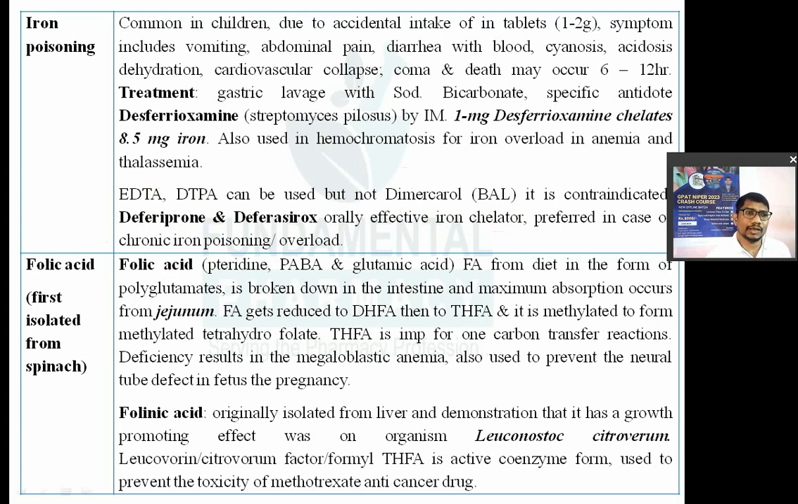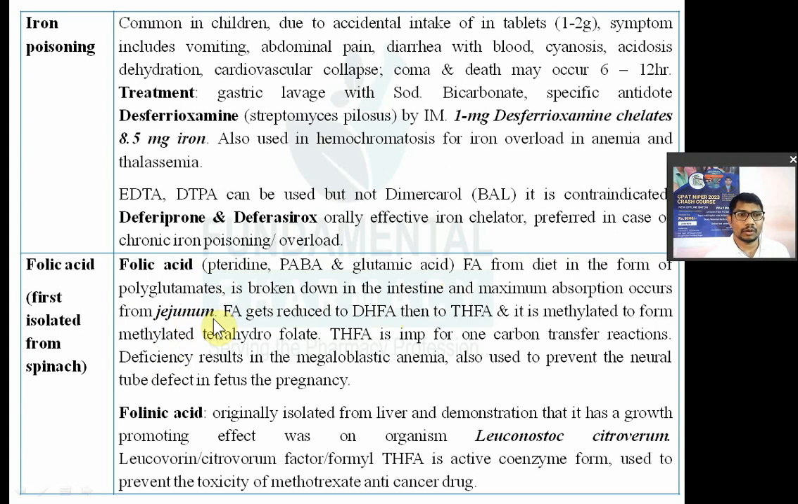Now folic acid is a vitamin which was first isolated from spinach and it consists of 3 parts: pteridine, PABA, that is para-aminobenzoic acid, and glutamic acid. ये 3 पार्ट होता है उसका: pteridine, PABA and glutamic acid. From the diet it is available in the form of polyglutamate. It is broken down in the intestine and absorption occurs in the jejunum, right?